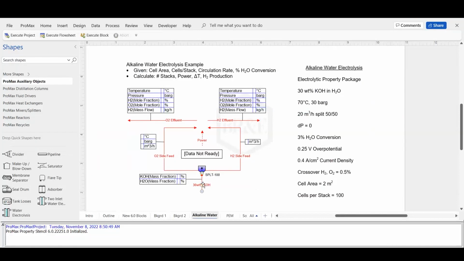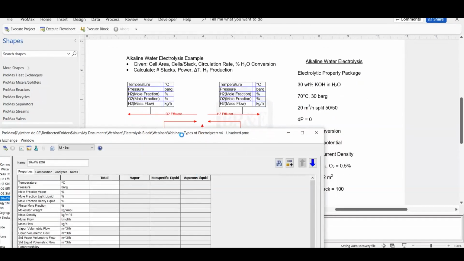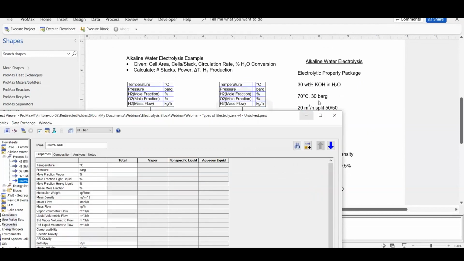So let's specify this inlet stream. It's going to be a 30 weight percent KOH solution at 70 C, 30 bar, and 20 cubic meters per hour.